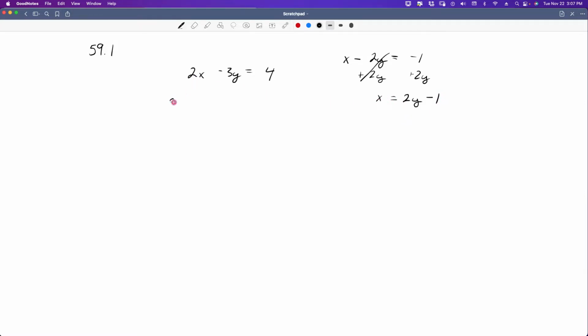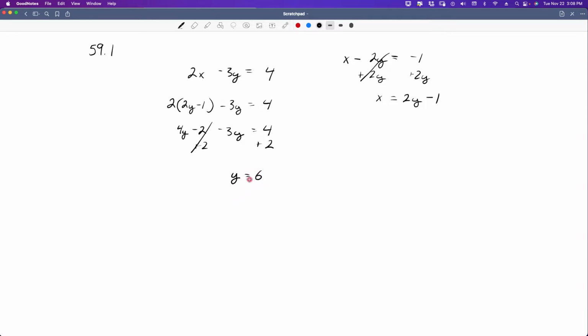Now all I have to do is come back over to this original equation and substitute in for x: 2y minus 1 minus 3y equals 4. And then I can continue to solve. And that would be 4y minus 2 minus 3y equals 4. I'm going to add 2 to both sides. And then when I combine 4y and negative 3y, I have y by itself. This would cancel. These would add together. So y would equal 6.